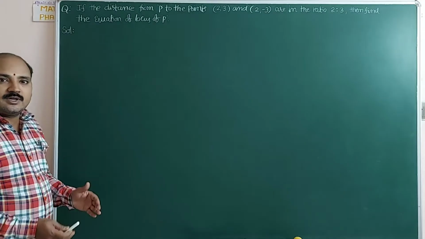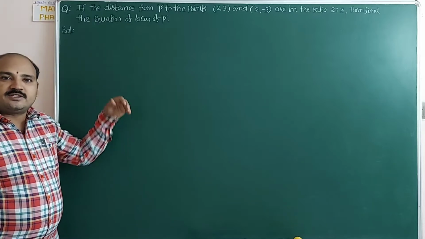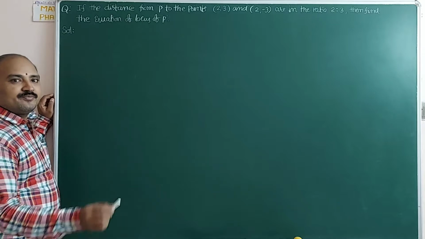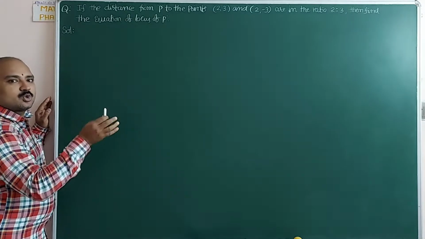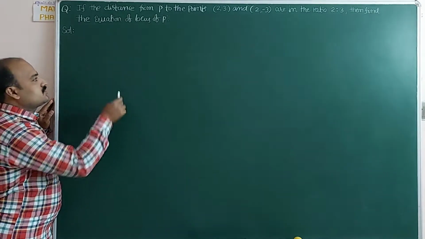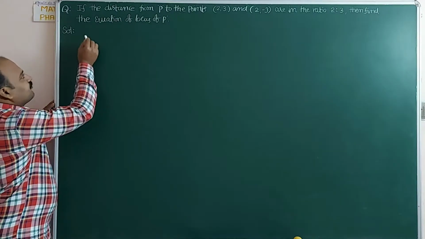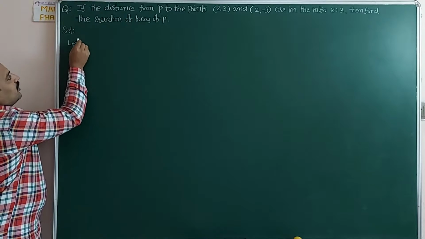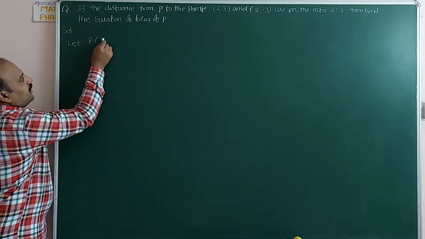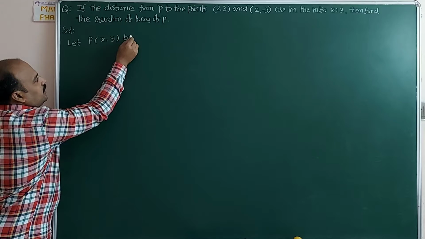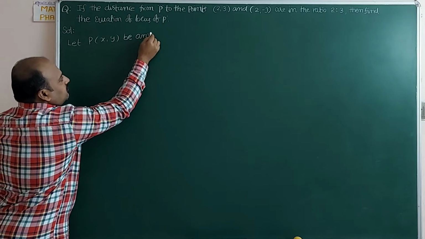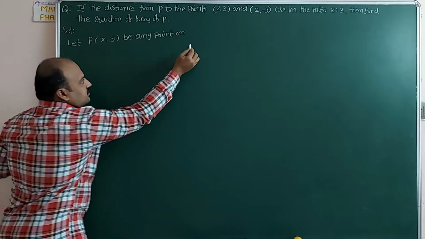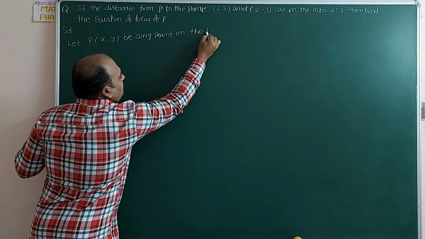I already said that in the locus, this is the way you have to write the first 3 steps. You will make a good impression on the examiner and you will get a good score in our respective subject, Mathematics 1B. The first point is: let P(x, y) be any point on the locus. This is the first step.